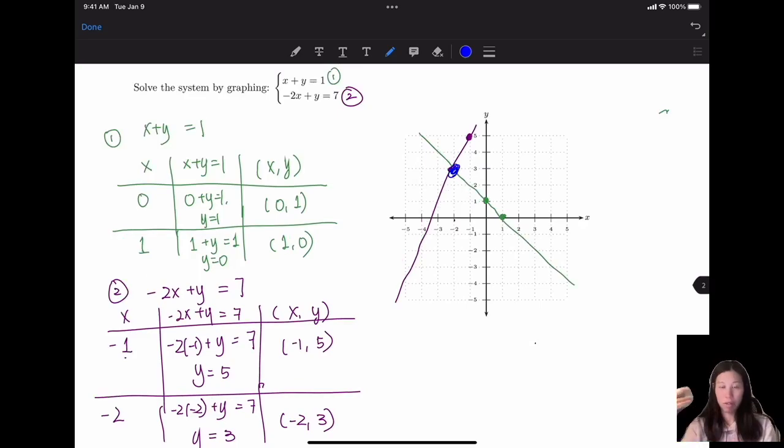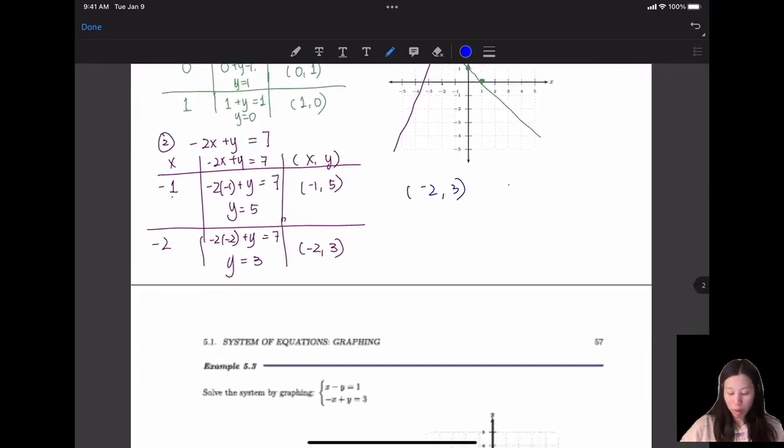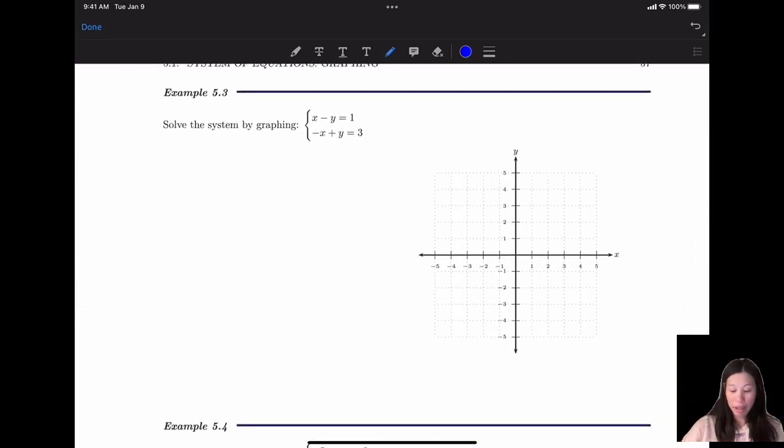So the solution is going to be the intersection, right? Which means it's on the point what? When x equals negative 2, y equals 3. That would be the solution because that's the intercept point. Okay, we use the same idea to do another example.